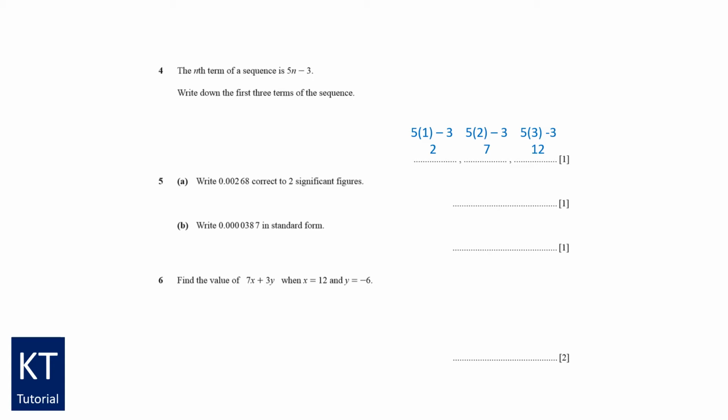Next, write 0.00268 correct to two significant figures. This is 0.0027. Question 5b, write 0.0000387 in standard form. It is 3.87 times 10 to the power of minus 5. Question 6, find the value of 7x plus 3y when x is 12 and y is minus 6. The math gets to 66.